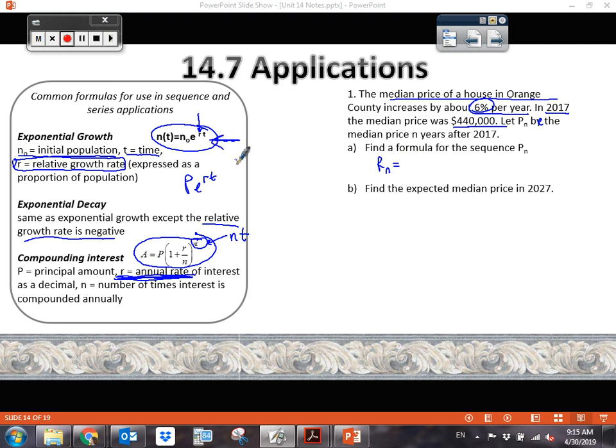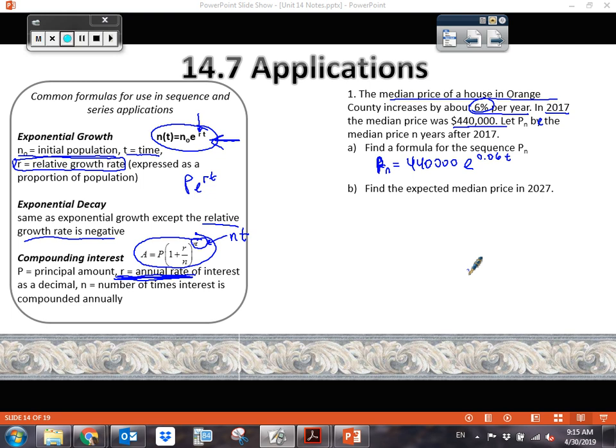Our initial condition is 440,000 times e to the, we do have the rate. The rate is 6%. I'm going to have to write it as a decimal, 0.06, and then T stands for time. So that's our formula for that sequence.